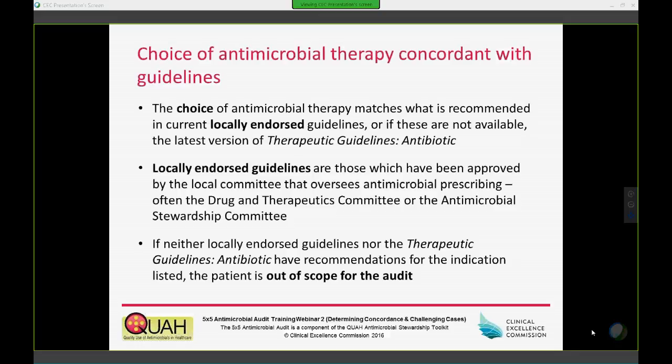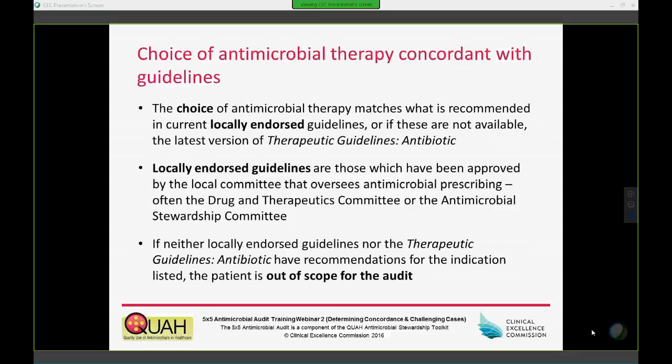If the patient has a really uncommon infection and you can't see the indication in either your locally endorsed guidelines or the Therapeutic Guidelines, then that patient is out of scope for the audit and you would discard the data. You would do whatever you would normally do in terms of your role in looking after that patient and their therapy and communicating with the prescriber, but they wouldn't be one of the 5 patients counted for your audit.